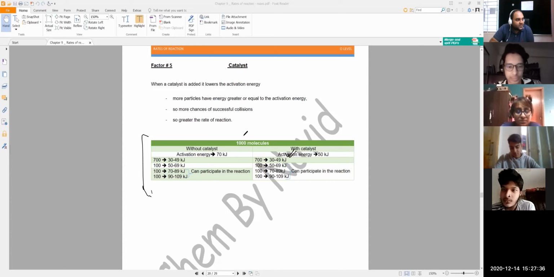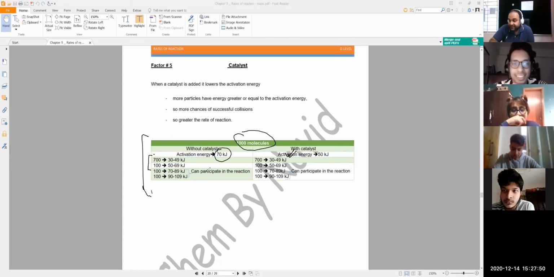We have 1000 molecules. Out of 1000 molecules, 800 of them cannot participate in the reaction because of the activation energy. We have an activation energy of 70. And we have 200 molecules who have an energy greater or equal to activation energy, so they can participate in the reaction.